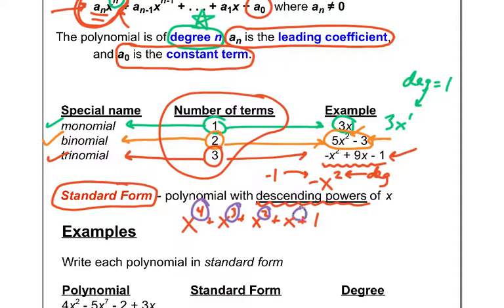There's 1 there. But if I mix it around and I say x to the 4th plus x to the 5th plus x to the 2, you can see that's not in descending order. That 5 is in the way. And so we need to rewrite it, maybe put the x to the 5th in the front, and that would be in standard form.